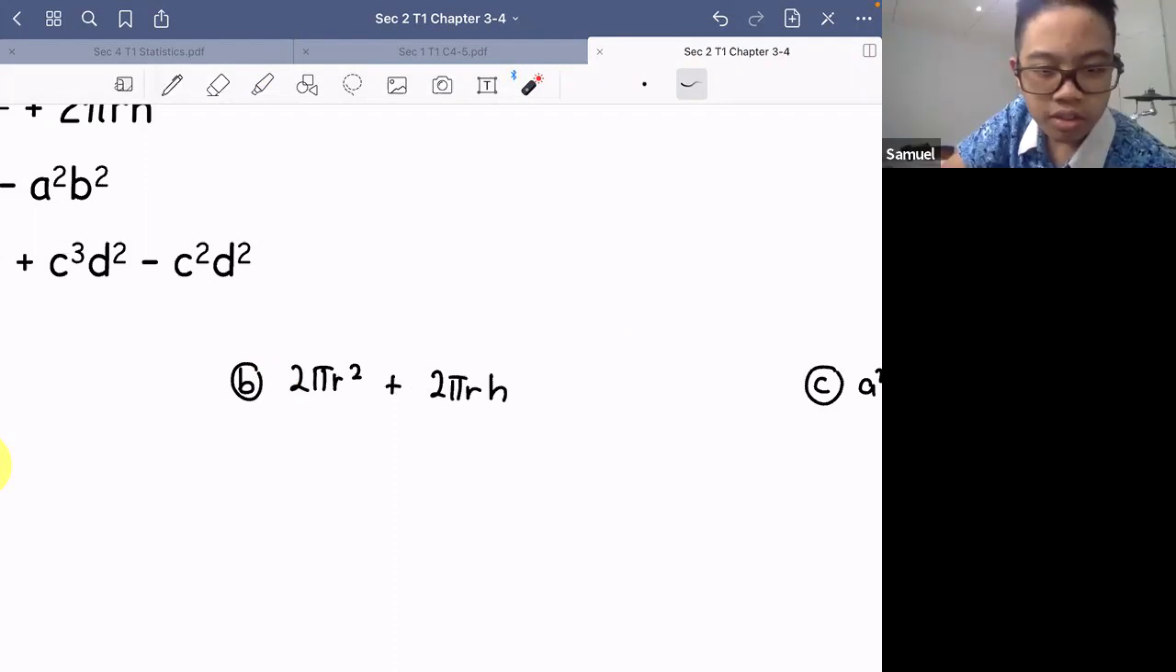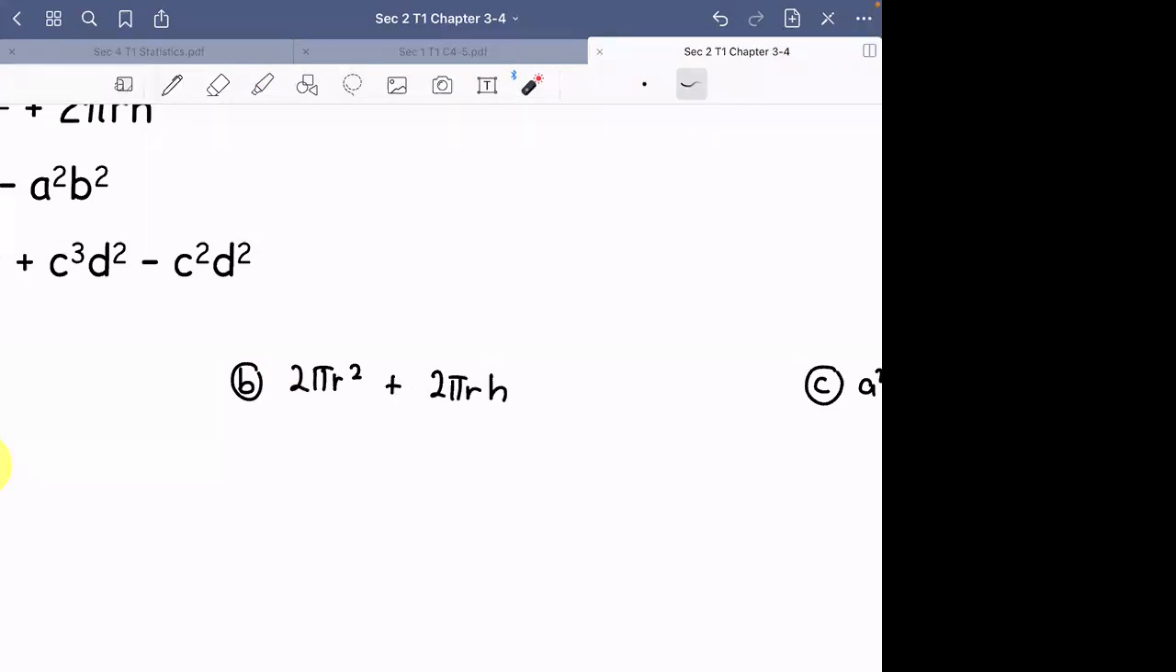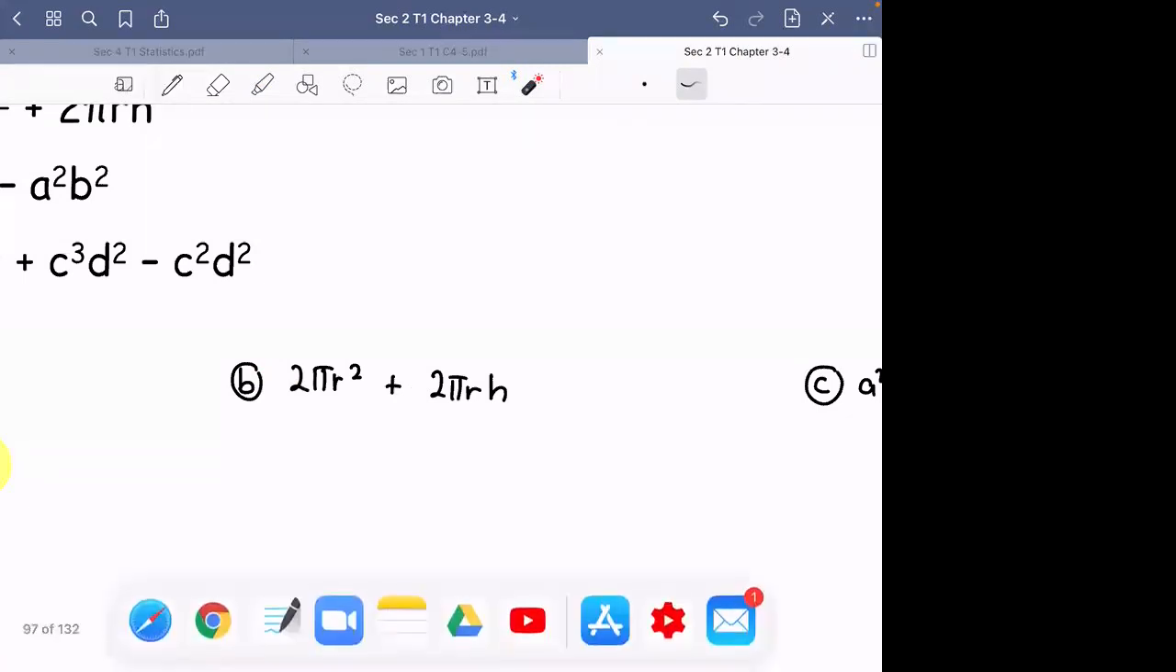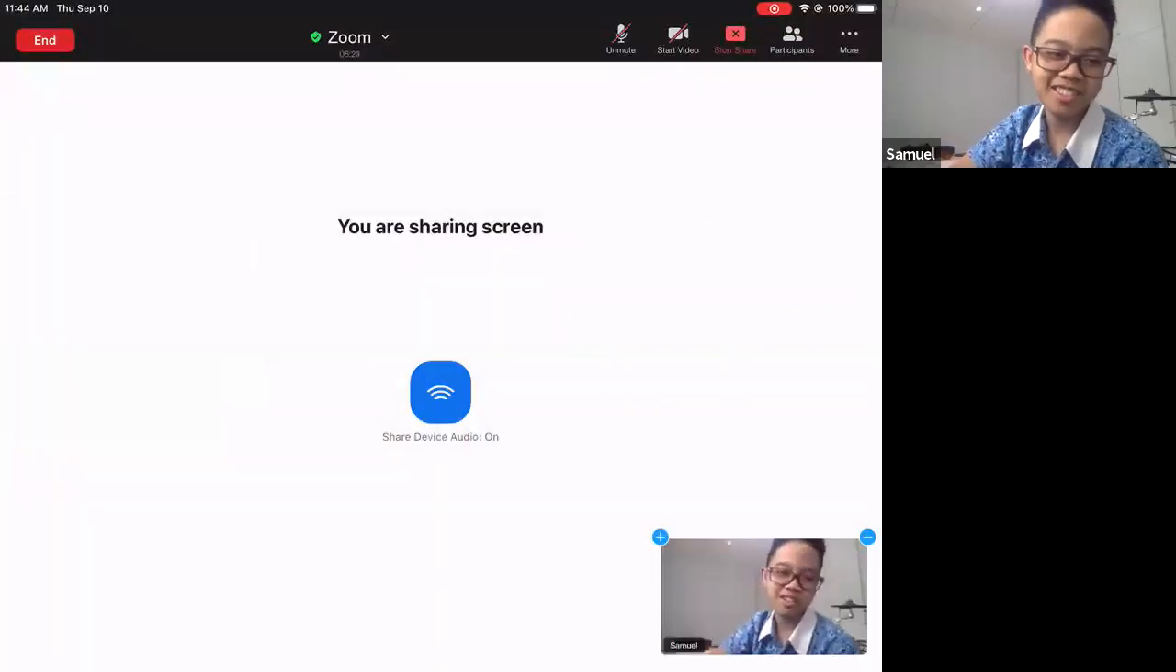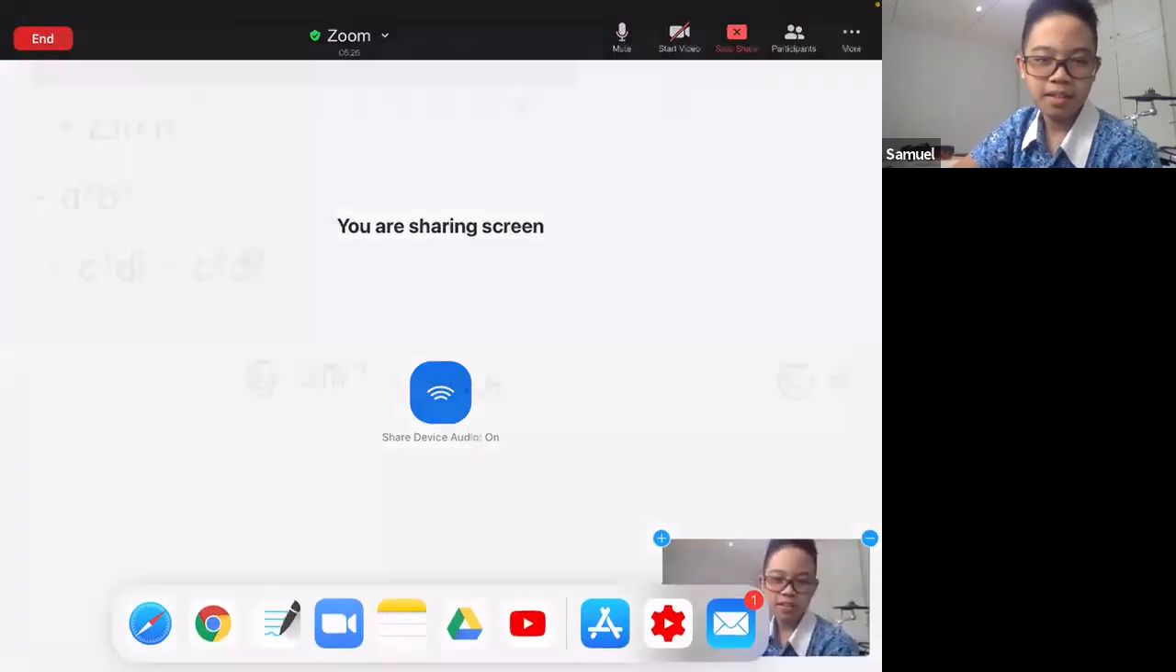I think I know this. R is the radius, and pi is 3.14. Now, what formula is this? 22 over 7 times radius. I don't know.